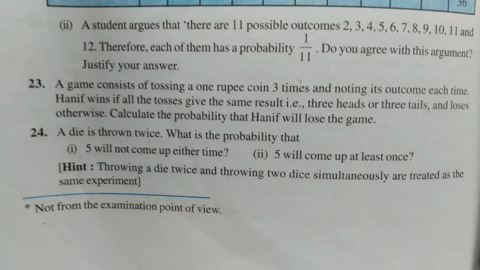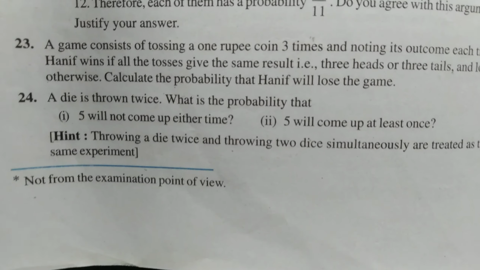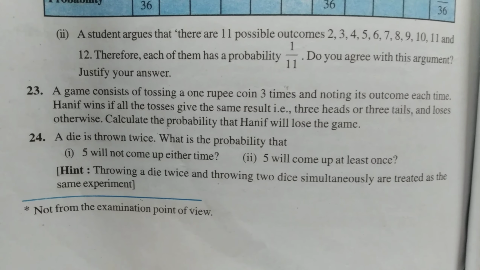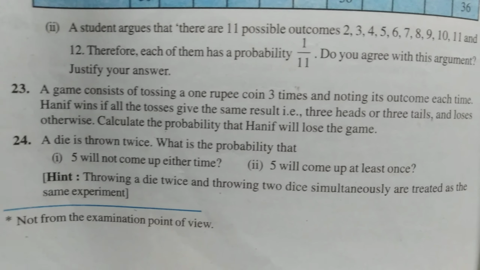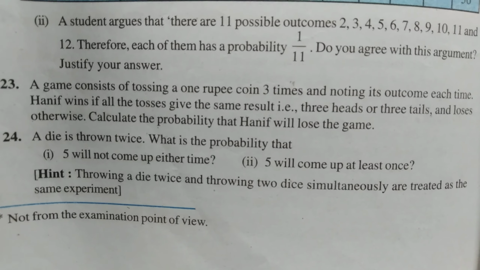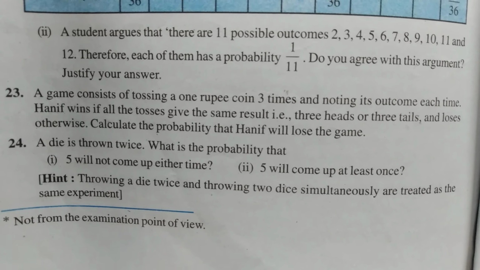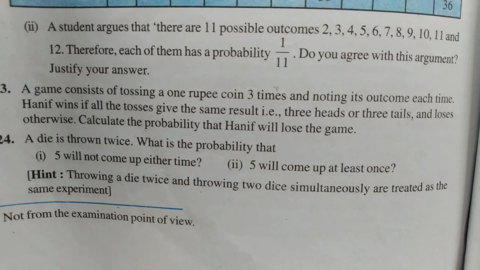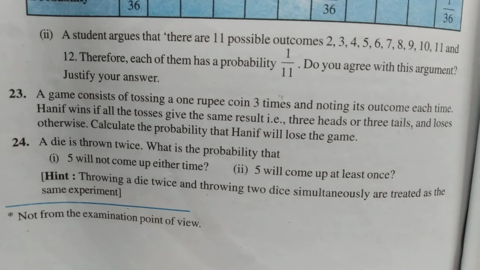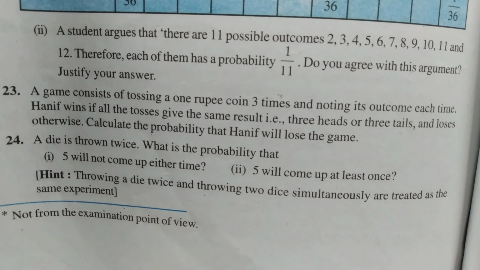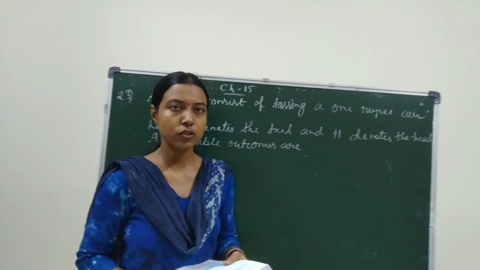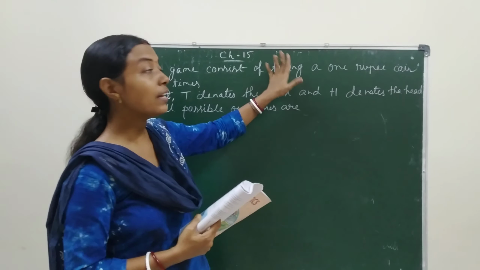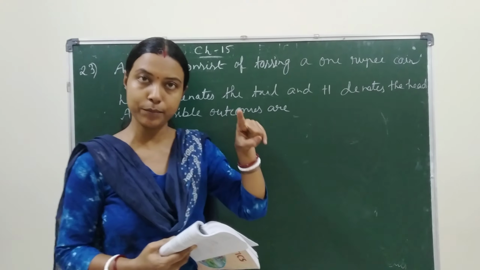A game consists of tossing a 1 rupee coin 3 times and noting its outcome each time. Honey wins if all the tosses give the same result, that is 3 heads or 3 tails, and loses otherwise. Calculate the probability that Honey will lose the game. So the students, the game consists of tossing a 1 rupee coin 3 times.